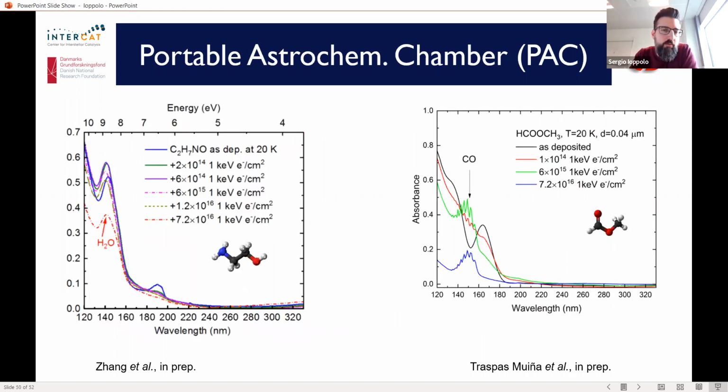And just to complete, we can also have an electron gun there, so we can irradiate these ices and study their survivability as a function of the dose of electrons that we inject. And here you have ethanolamine, the molecule that Victor recently observed, and we see the efficient destruction of ethanolamine. We can compare it to methyl formate on the other side, and see what we form as a product of the irradiation.